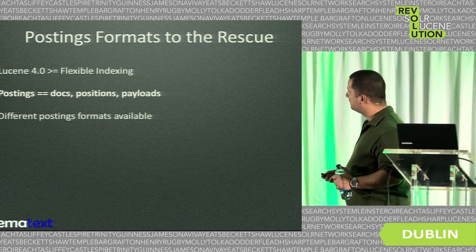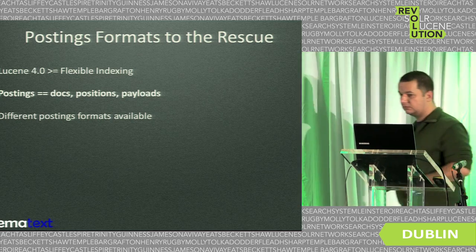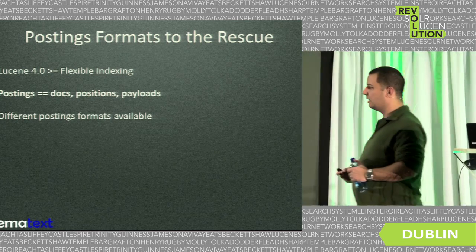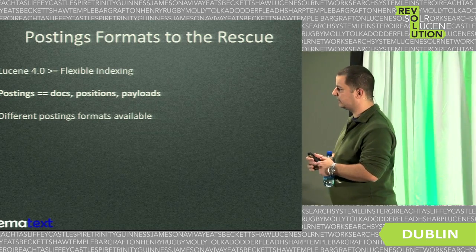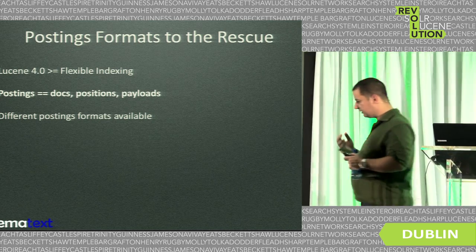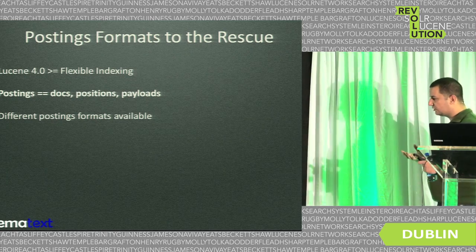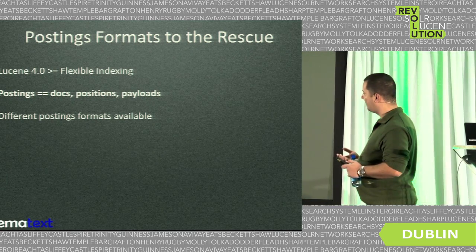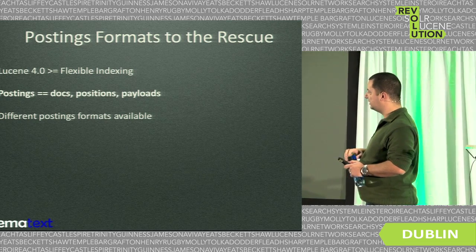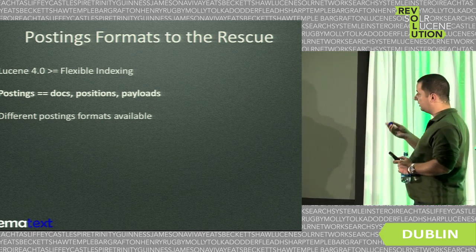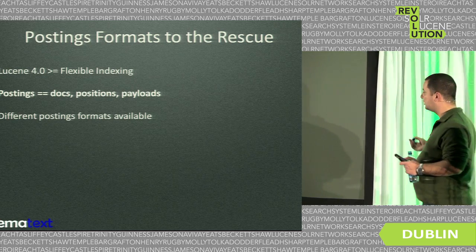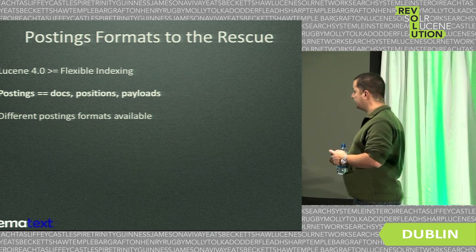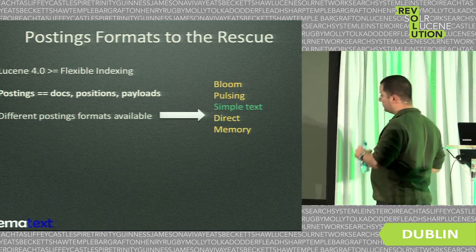Okay. The other thing that was introduced in Lucene 4.0 is so-called flexible indexing. Flexible indexing allows us to define and to alter the way the data is written to the index. Basically, it allows us to define how postings are written to the index. Postings are docs, their position, and payloads. There are different postings formats available that serve different purposes.